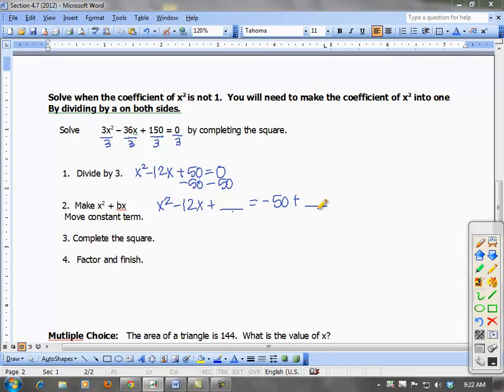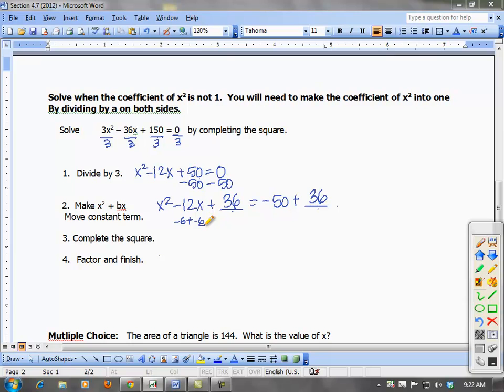How do you get negative 12? Well, negative 6 plus negative 6. And if I'm adding a negative 6 and a negative 6, then I multiply negative 6 times negative 6 to get a positive 36. And if I do a positive 36 on this side, I better do a positive 36 on the other side.